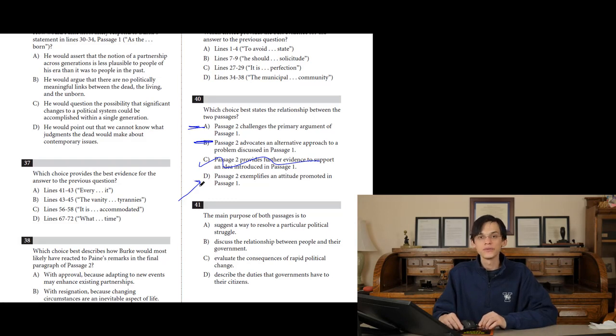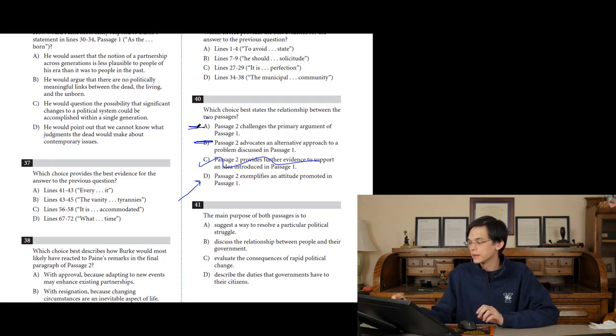Because A is irrefutable. You can't prove it wrong. When we want to find the relationship between two passages, is it true that passage 2 challenges the argument of passage 1? Yes, because the central argument of passage 1 is that the government is a contract between the dead, the living, and the unborn. Passage 2 is saying, you're wrong. It's only between the living.